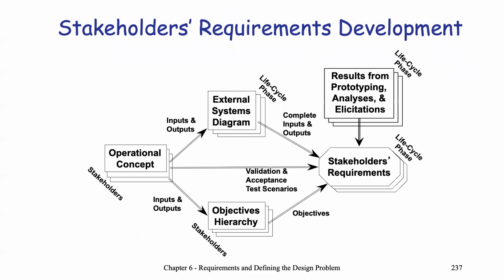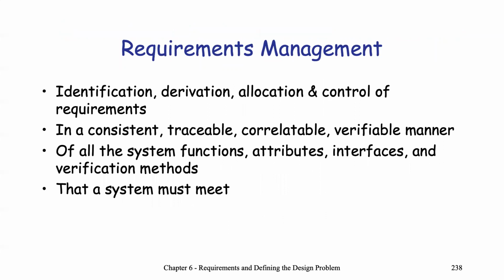Here's just a diagram showing the stakeholders requirements development process. You start with an operational concept. You need to be thinking about what the externals are, so you have to bound what your system is. You need to have a hierarchy of requirements. And so these all fold together into the requirements that started out with an operational concept. And then with prototypes, analysis, and elicitations, you can help to give some clarity and help the stakeholders have higher confidence in the design that they are starting to define in terms of the requirements.